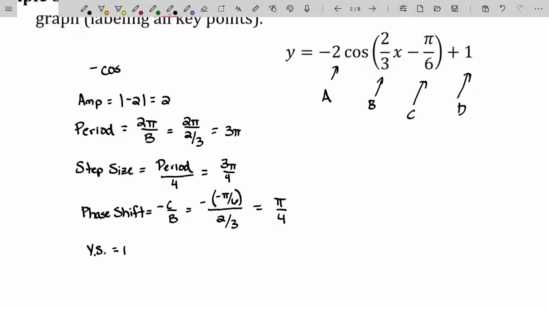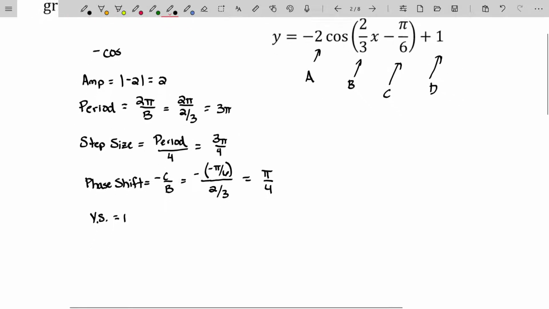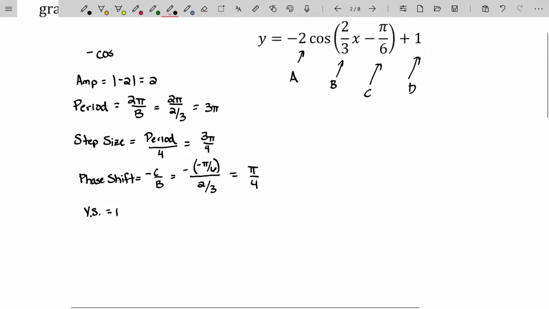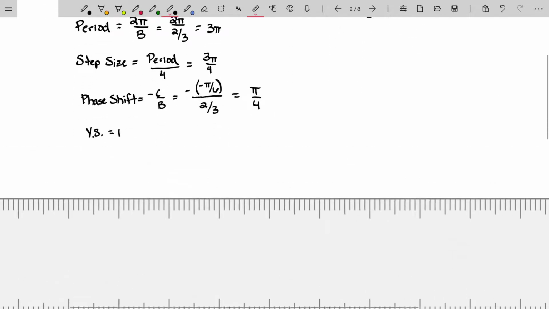Now that I have that all listed out, I kind of go backwards. I start with the vertical shift when I start graphing. Let me go ahead and grab a ruler here. There we go.